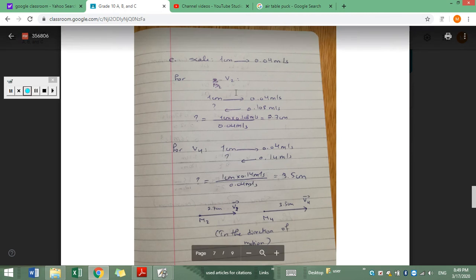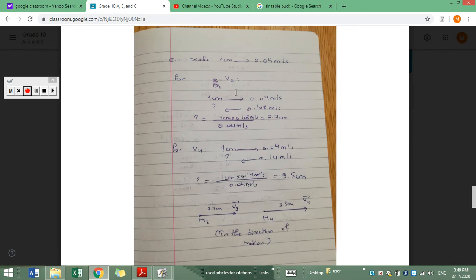I chose the scale according to the calculated يعني the most convenient scale حسب أنا شو طلع معي values. So for V2 if I choose every 1 centimeter on the paper is 0.04 meter per second, then 0.108 meter per second, بتعرفوا تعملوا cross multiplication and you find it to be 2.7 centimeter. اللي ما بيعرف يعمل cross multiplication. So we are looking for the length of the vector of the velocity. 1 centimeter is 0.04 meter per second, بحطها تحت, 1 centimeter times 0.108 meter per second in the numerator to obtain 2.7 centimeter, which is the length of the vector velocity or velocity vector.